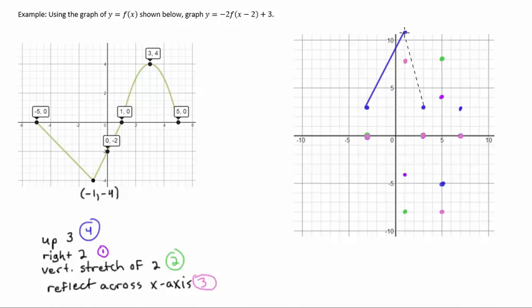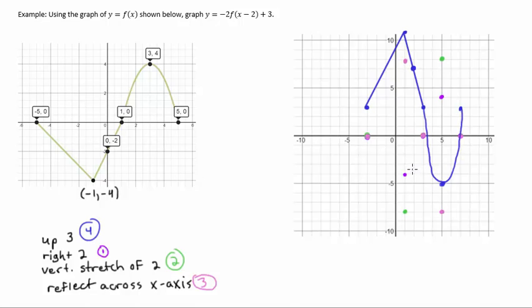I feel like I missed a point somewhere. Yeah, I didn't keep track of 0, -2. But I think that's actually a straight line there anyway, so I think that's okay. 0, -2 would have ended up right here. So no big deal. And then here's my parabola.